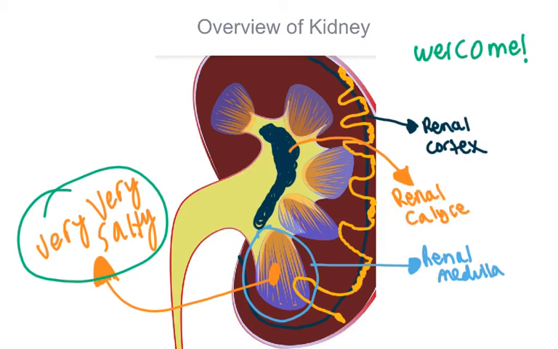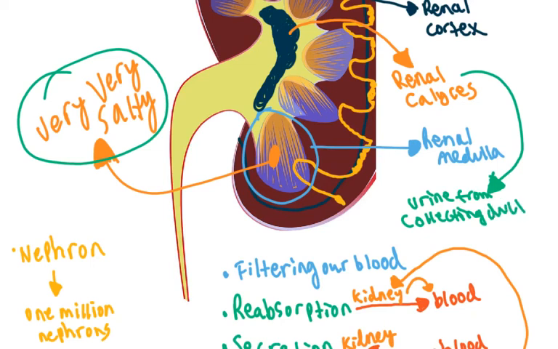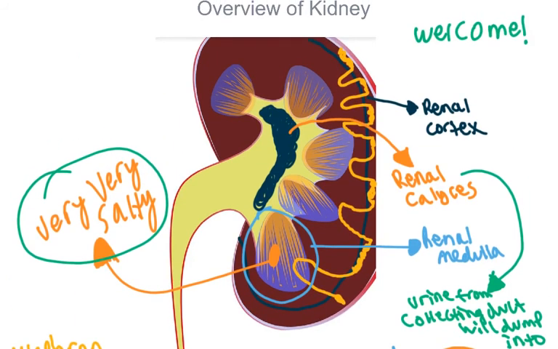calyces, all right? This is where, just keep in mind for future videos, in our nephron we have a structure called a collecting duct, and this is where the urine from our collecting duct will dump into, eventually. And so after renal calyces, we meet up at another spot called the renal pelvis, which is going to be around this area right here.